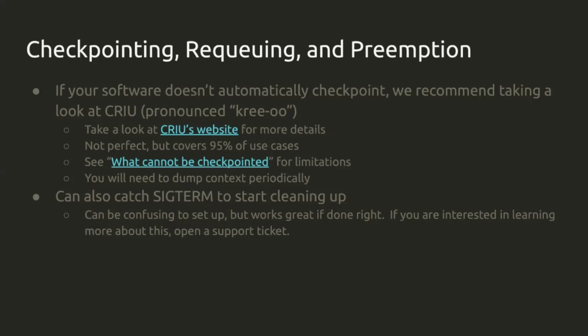And if you're using CRIU, you'll need to do one of two things. The easy option is to dump context periodically. And that way, if you get preempted, you have hopefully some state that's been saved out, and you can check for it when you get requeued, and you can load it up and continue your job from where it left off. Another option is to catch a Unix signal called SIGTERM. It's a little bit technical. It's a little bit confusing since you have to know a little bit about how Unix is set up, but it works absolutely awesome if done right. And because this is something that's a little bit tricky to get set up, if you're interested in learning more about this, feel free to open up a support ticket and we can help get that set up for you.